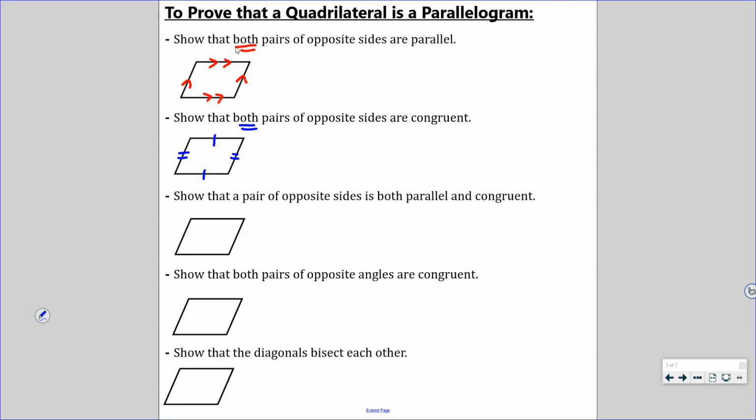Another one, this one's kind of fun. If you can show that just one of the pairs is both parallel and congruent, that's enough to justify it's a parallelogram. Because if you have two side lengths that are parallel and the same length, the only way to finish making that polygon is by making another set of opposite sides that are parallel and congruent.